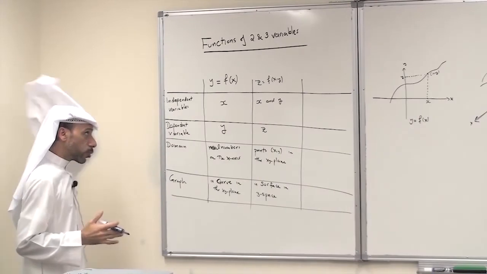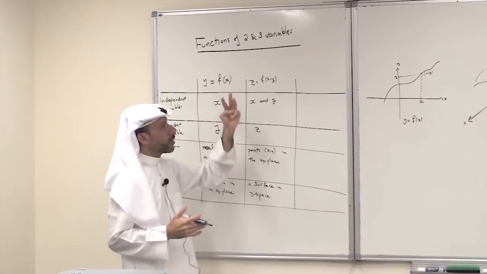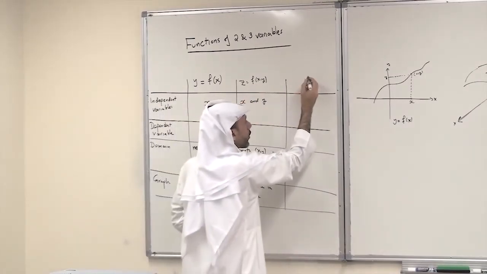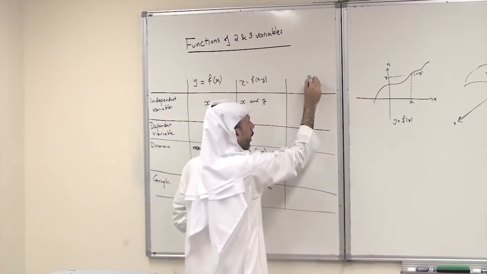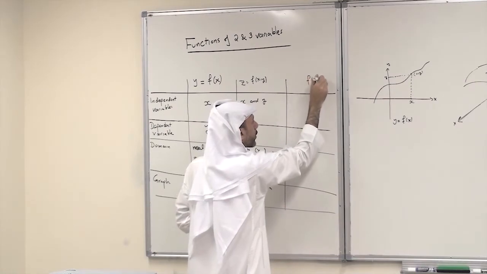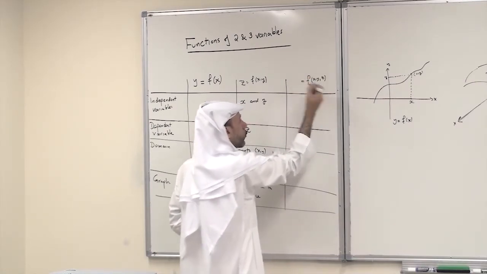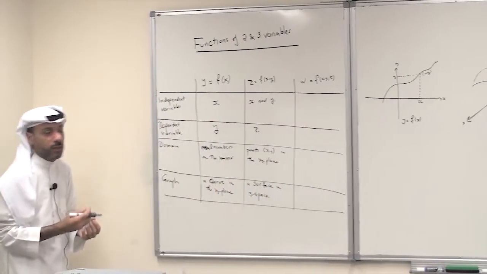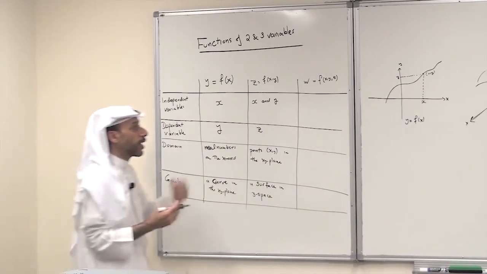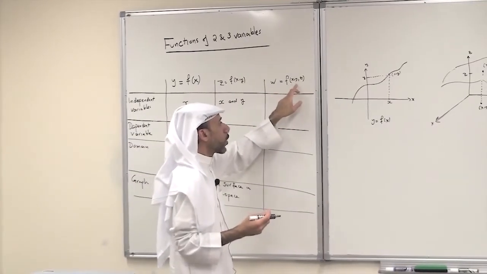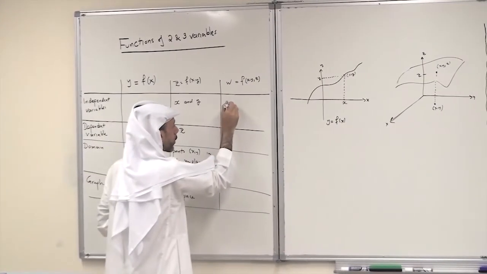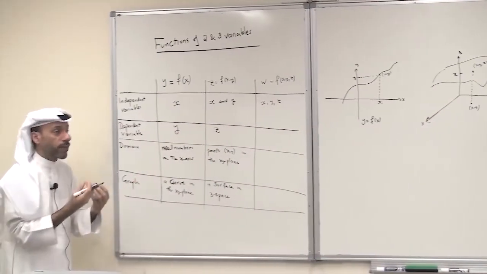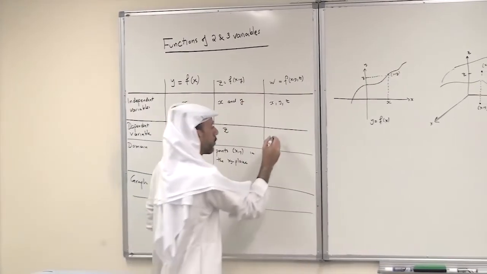This can be extended to functions that depend on three variables. Instead of f(x, y), we have functions of three variables, f(x, y, z). In that case, the value for the range will be called w. This is the standard notation for functions of three variables. The independent variables are x, y, and z, and the dependent variable, or the value for the range, will be w.